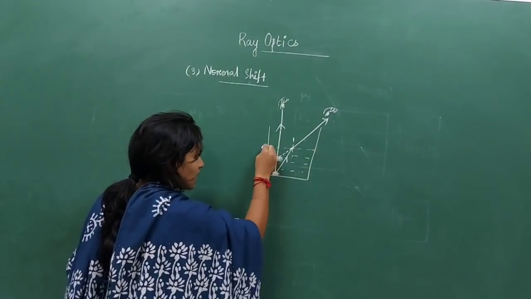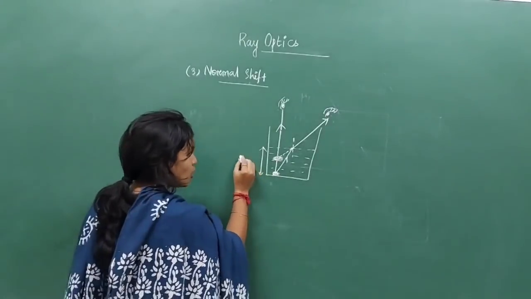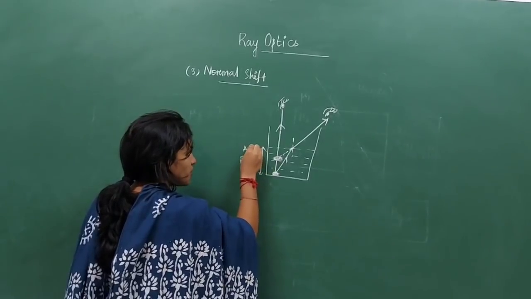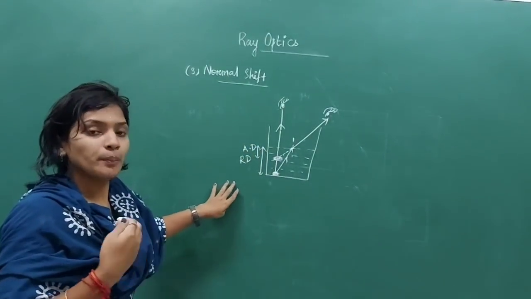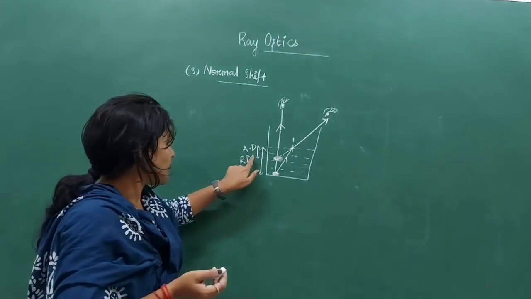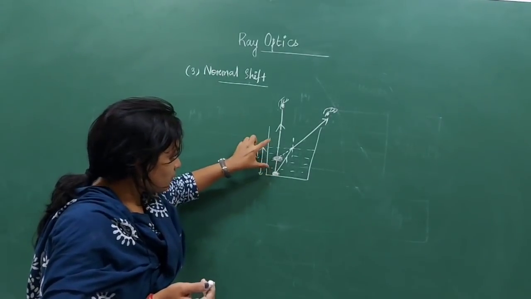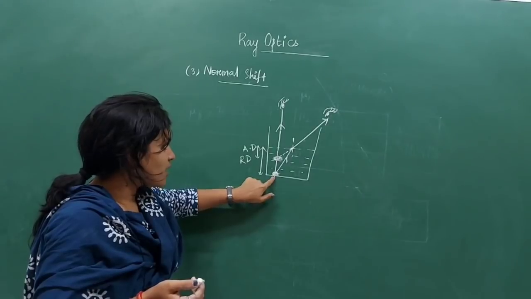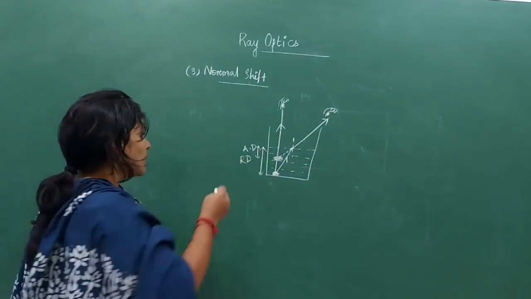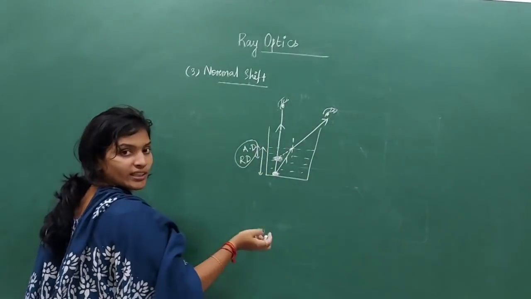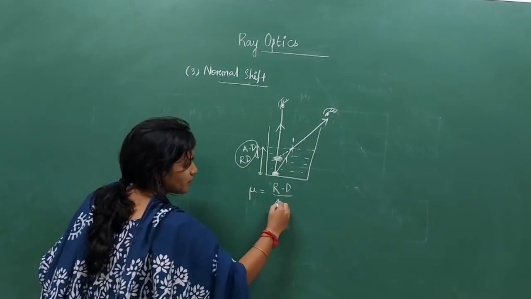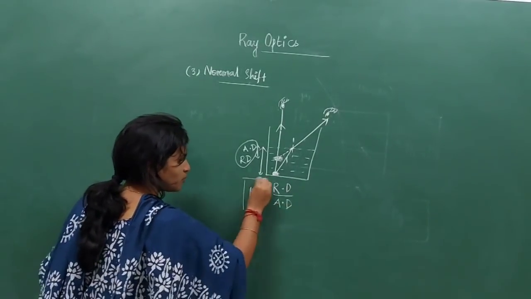This part is the actual depth of the coin, or real depth, while this part is the apparent depth. Apparent depth means false depth or appeared depth. So there are two terms, real depth and apparent depth. The actual depth of the coin is called real depth, and the false appearing of the coin is known as apparent depth. These two terms are connected with a formula, mu equals real depth by apparent depth. Remember this formula?